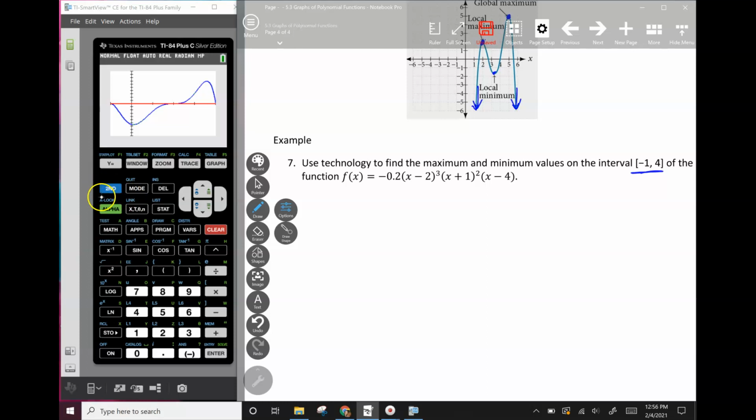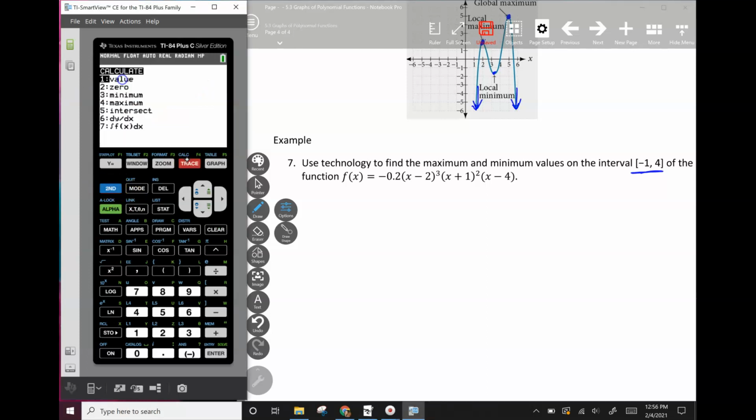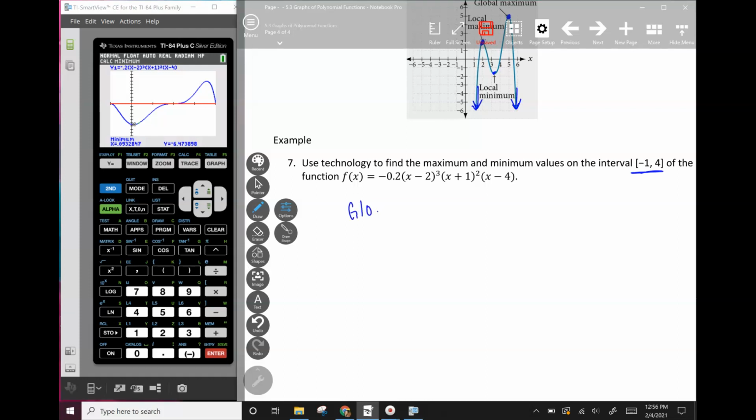Let's see how we can find those using technology. So we'll hit second trace. To get the minimum, we'll go to 3. So we're at the minimum here. Hit enter to the left of that minimum. Move to the right of the minimum. Hit enter again. One more time. Now it says minimum. So you have a global minimum at the point 0.093, -6.474.